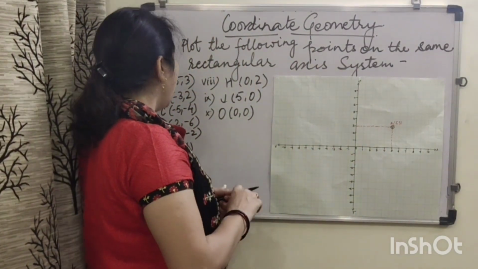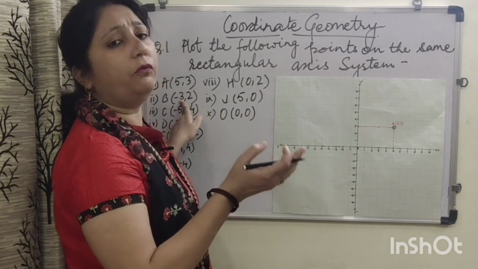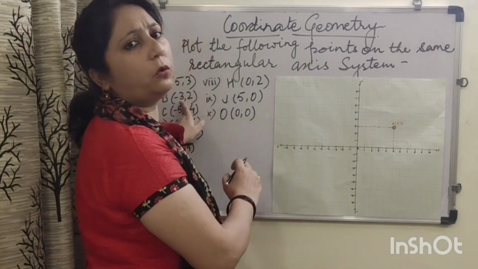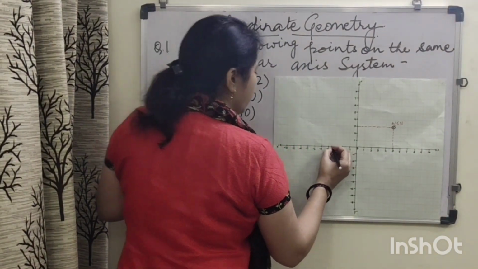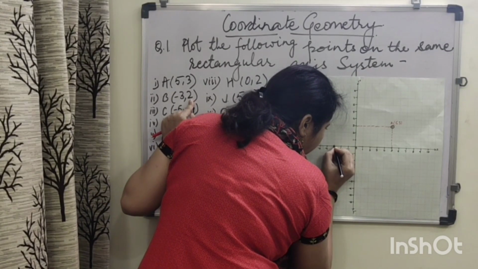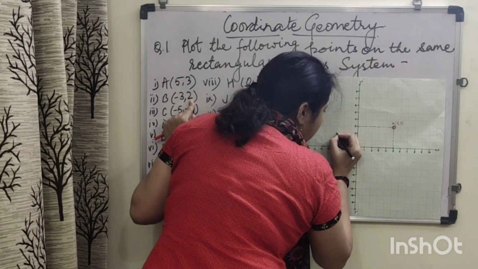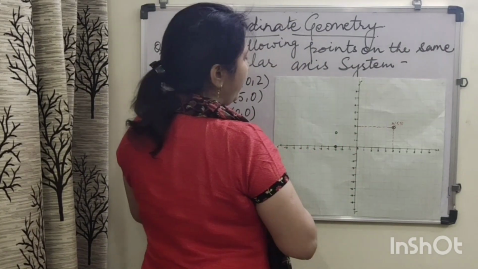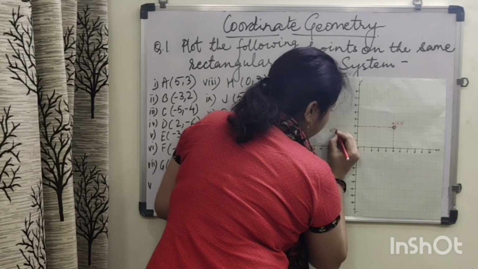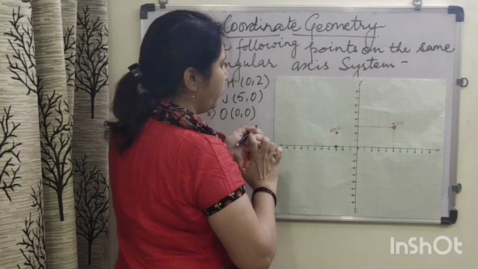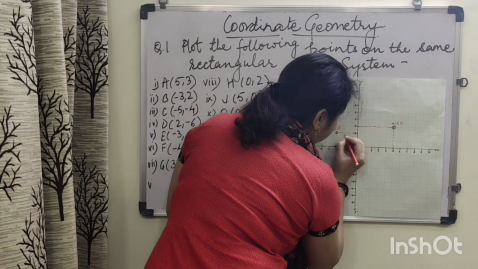The next one is (-3, 2). That means for x you have a negative value, so you will move towards the left of the origin to attain the negative value of x. So this is your -3 and y is 2. After reaching this point -3, from here only you move vertically up to 2. And this is your point B, (-3, 2), and from this point you drop a perpendicular both on the axis of x as well as on the axis of y.